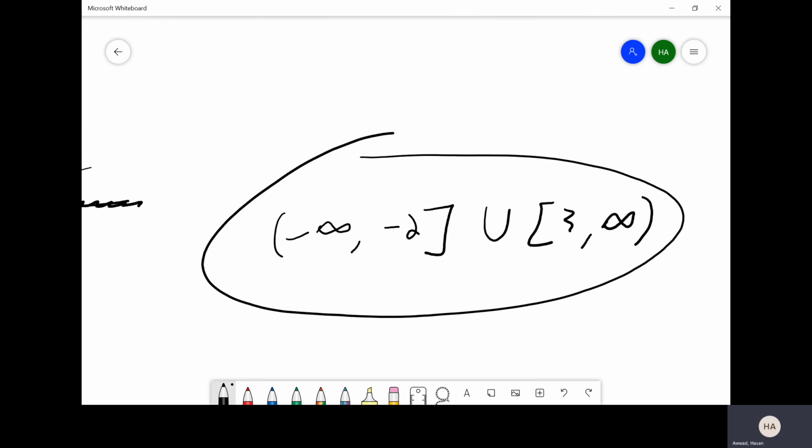Okay, but once again, negative infinity to negative 2, including 2, and then from 3, including 3, to positive infinity, and this is going to make our inequality true. So this is our final solution.